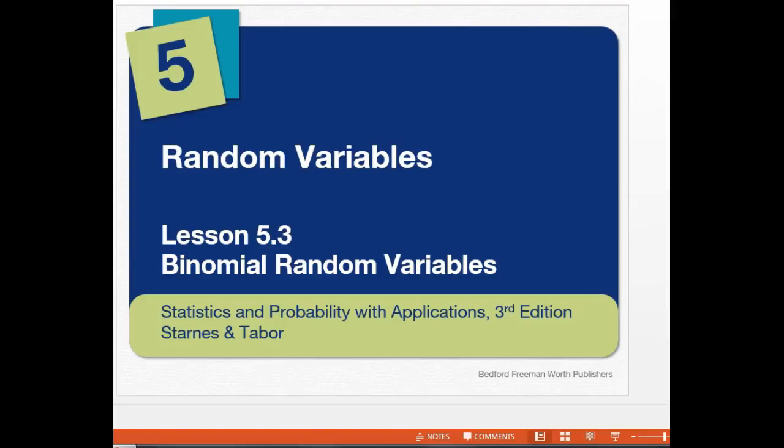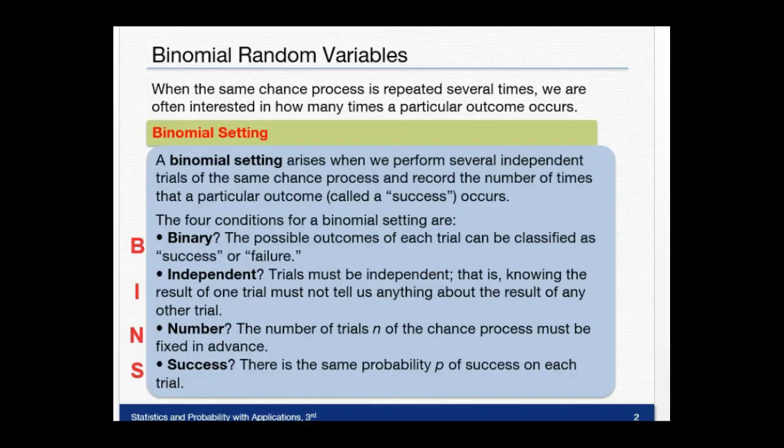All right, 5.3 has to do with binomial random variables. When the same process is repeated several times, we're often interested in how many times a particular outcome occurs. And this is what creates a binomial setting. It arises when we perform several independent trials, that's a key part of binomial, of the same chance process and record the number of times that a particular outcome, called a success, occurs.